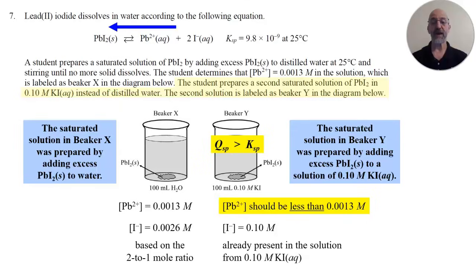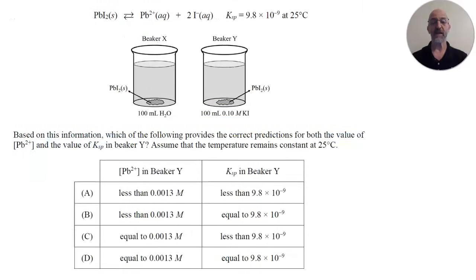So before I look at the 4 answer choices, I wanted to show you that based on these details and our understanding of the common ion effect in topic 7.12, our prediction is that in beaker Y, the concentration of the lead ion in solution should be less than 0.0013 molar. So looking at the 4 answer choices, it's going to be not equal to, but rather less than. Based on this information, which of the following provides the correct predictions for both the value of the concentration of lead and the value of KSP in beaker Y? So I'm looking for less than, not equal to.